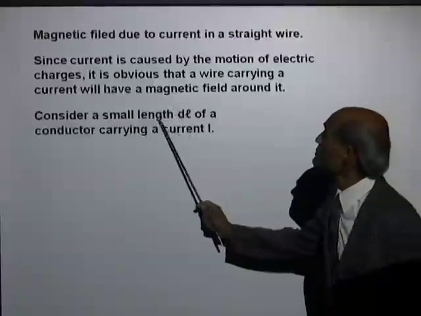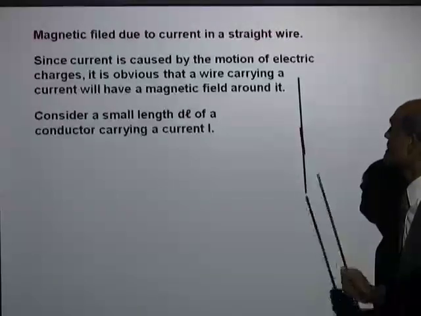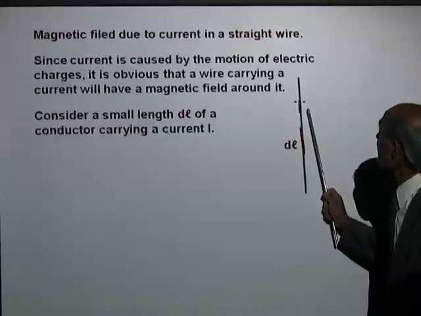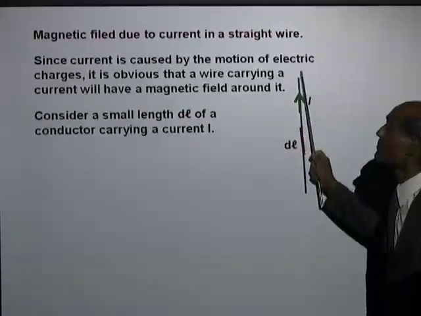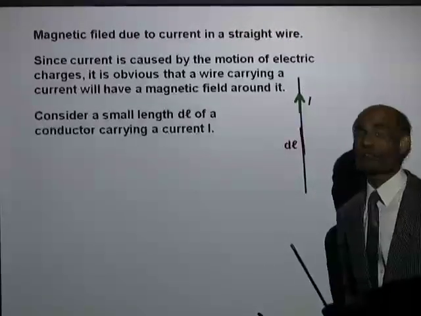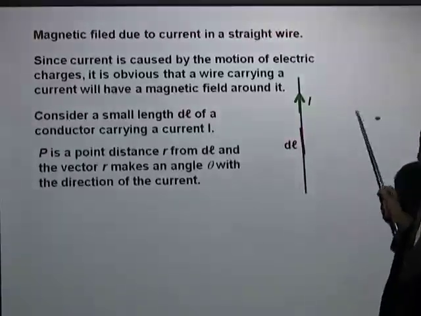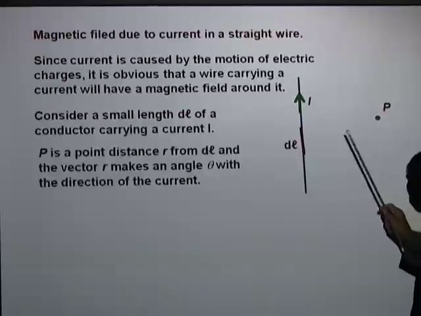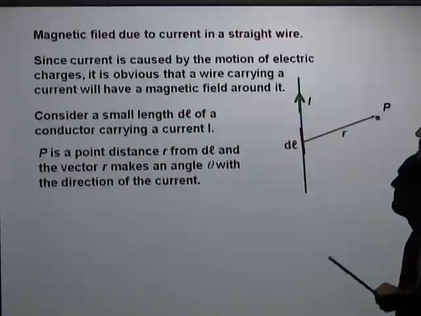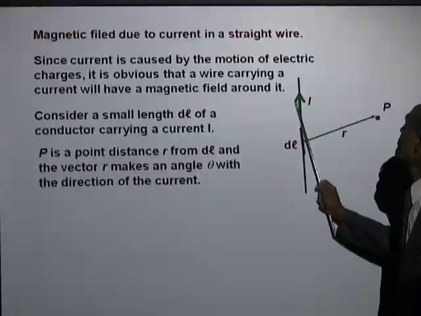Alright, let's consider a small length dl of a conductor carrying a current I. Here is a conductor carrying a current I in the upward direction here. And take a small length dl of that conductor. P is a point distance r from dl. Now here is the point P, and the distance of that point P from dl is r. And the r makes an angle theta with the direction of the current.